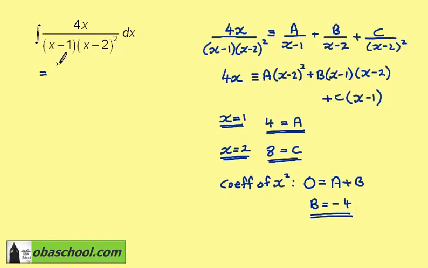We can now rewrite the integral as the integral of 4 over x minus 1, take away 4 over x minus 2, plus 8 over (x minus 2) squared.